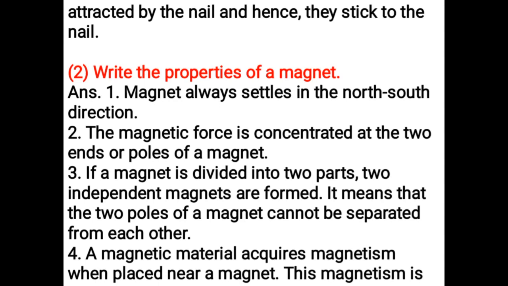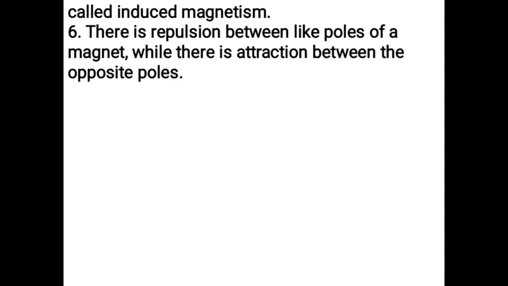A magnetic material acquires magnetism when placed near a magnet. This magnetism is called induced magnetism. There is repulsion between like poles of a magnet, while there is attraction between the opposite poles.